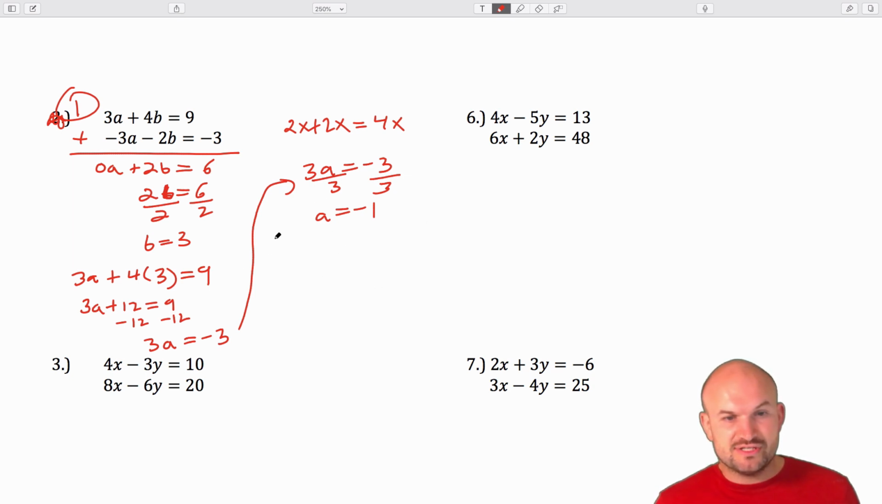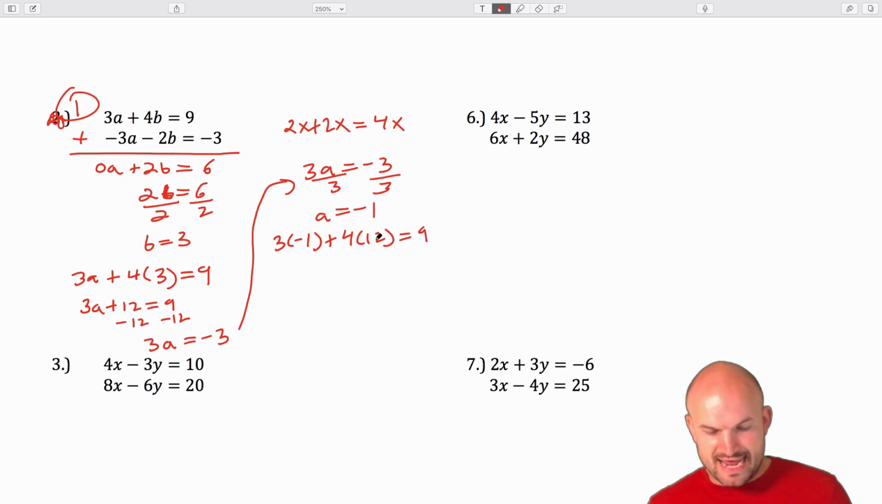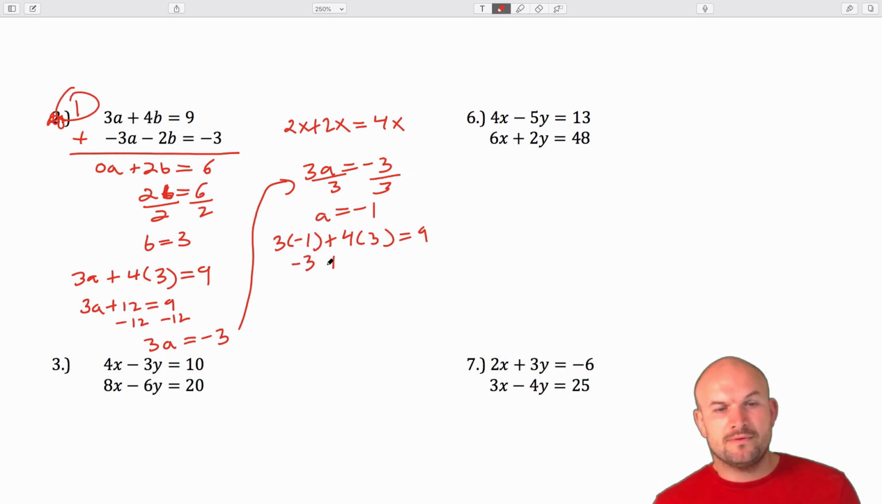And again, we can verify this. We're not going to do this for all the other problems, but we'll do it for this one. Let's go ahead and plug them in and make sure that it works. If we plug in a is equal to -1 and b is 3, let's see if that works. Well, 3 times -1 is going to be a -3 plus 12 equals 9. Okay, and I don't need to really simplify. You can see that that works.